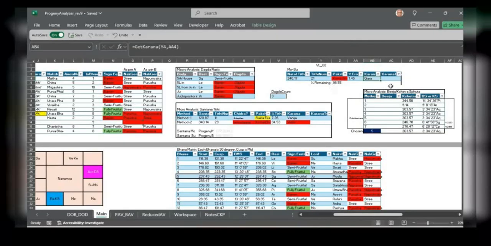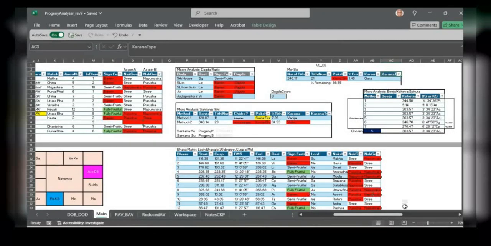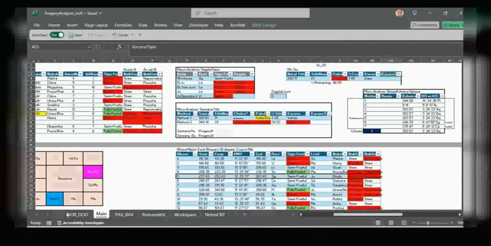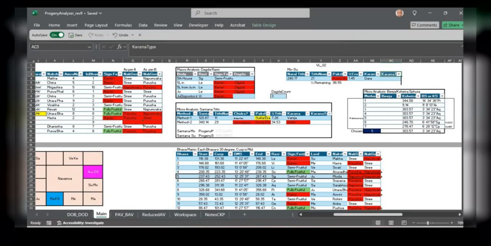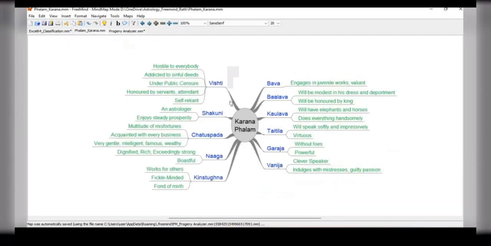So there is the Karana type. Karana type comes in because some are fixed Karanas, some are movable Karanas. So let us check the influence of Karanas. I put notes for that. Phalam of Karanas: Bava, Balava, Kaulava, Taitula, Garaja and Vanija are positive Karanas. Vishti is very negative. If a person is born in these Karanas, they are hostile to everybody, addicted to sinful deeds and all that. They could be born even on Purnima, and will be in Vishti Karana.